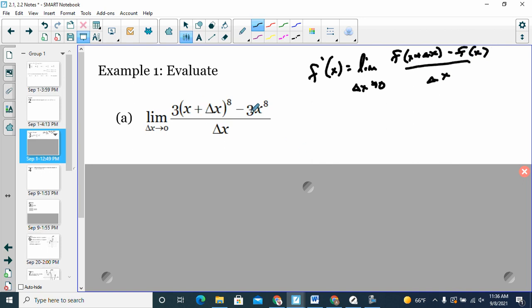So looking at this, if f of x is 3x to the 8th, f of x is 3x to the 8th after the minus sign. Notice this would be f of x plus delta x, 3 times x plus delta x to the 8th. It would match up with what we're given here. So once we identify what f of x is, we can just take the derivative to evaluate that limit.